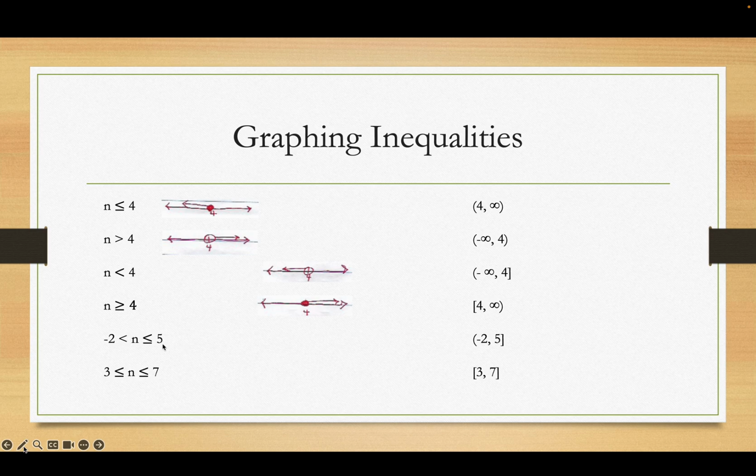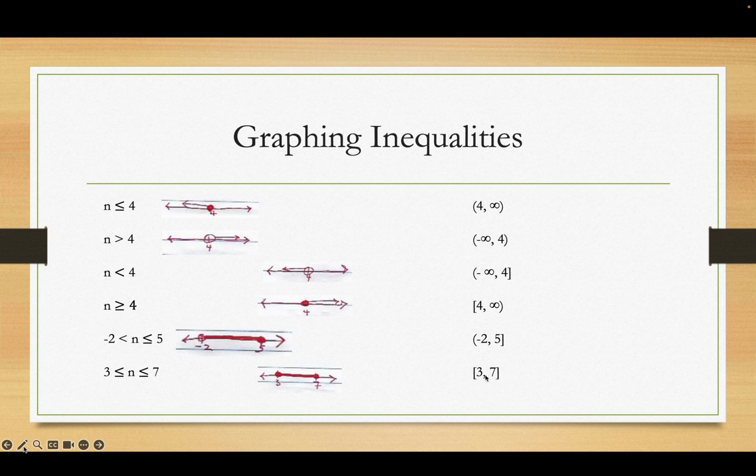Between -2 and 5, that bounded interval. Open circle at -2, closed circle at 5, and from 3 to 7, same thing. Okay? Now, let's take a look at the bracket intervals and go from the bottom up because I think I got the top one wrong.